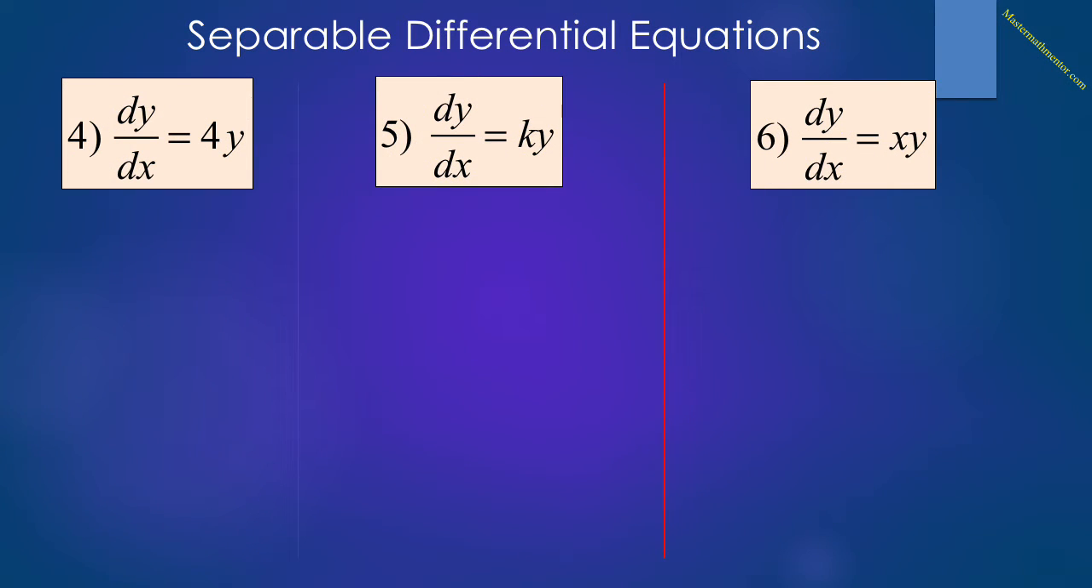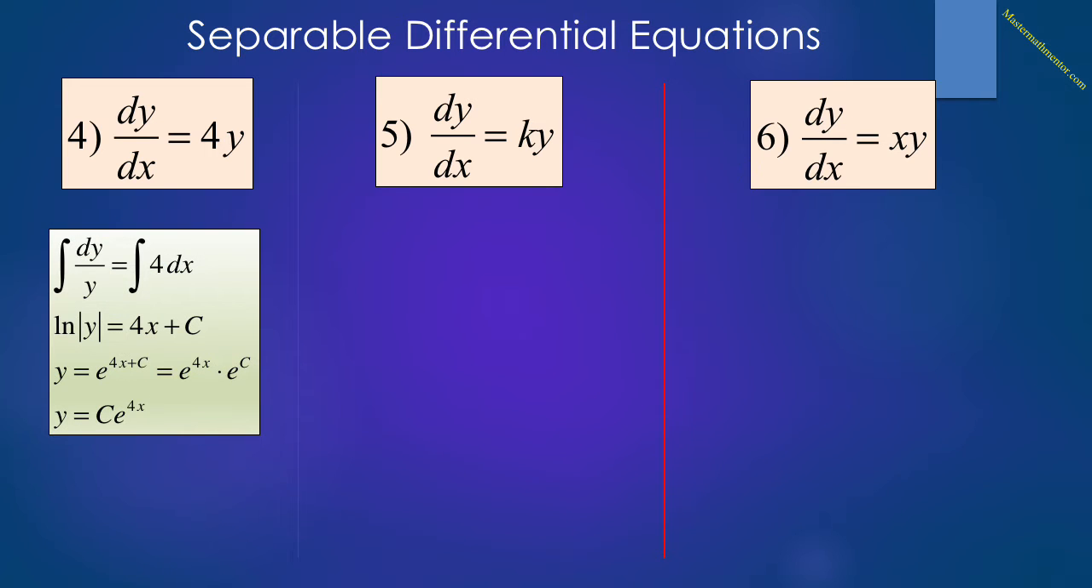Problems 4 through 6 are a certain class of important differential equations that are in the form dy/dx is equal to some expression times y. We will find that their solutions are all exponential. Number 4 reads dy/dx is equal to 4y. When we separate, we can bring the 4 with the y, but it's easier to leave it on the other side and write dy over y is equal to 4 dx.